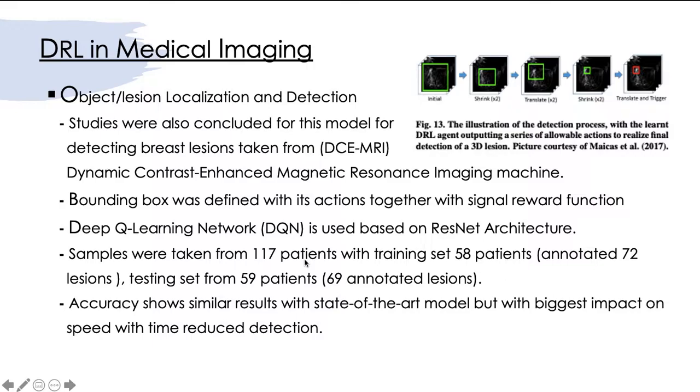The deep Q learning network, or DQN, is used on these samples based on the ResNet architecture. Samples were taken from breast images of 117 patients, with a training set of 58 patients with 72 annotated lesions, and a testing set from 59 patients with 69 annotated lesions. Accuracy shows similar results to the state-of-the-art but with a big impact on speed, with reduced detection time.